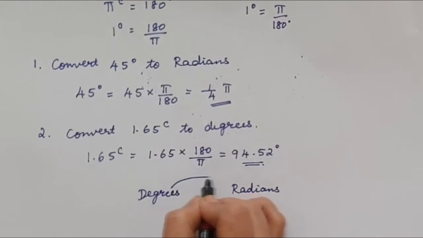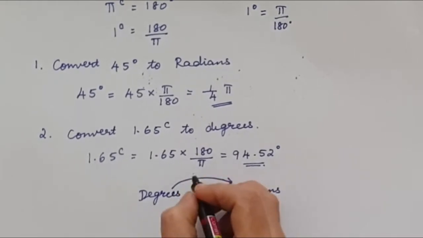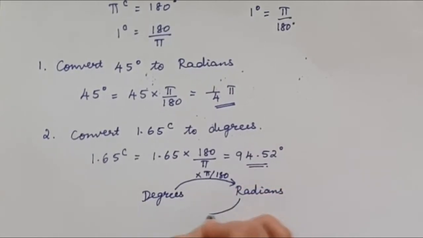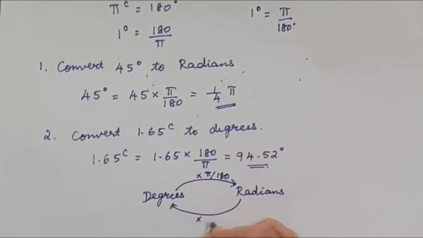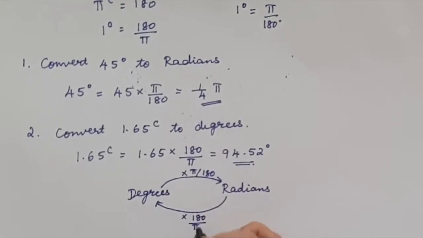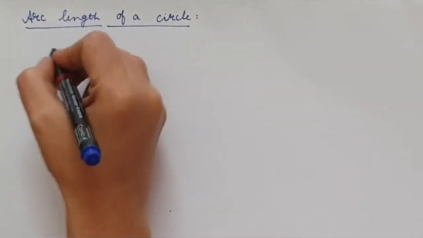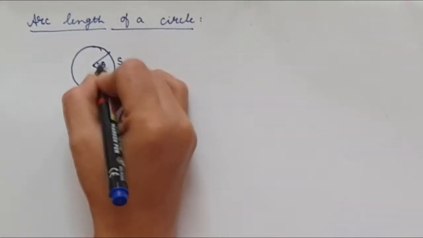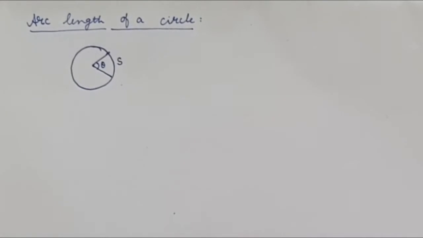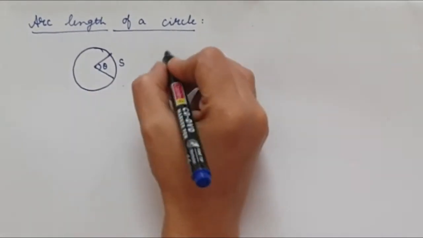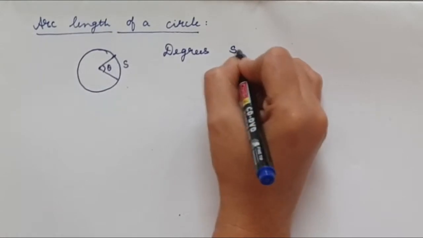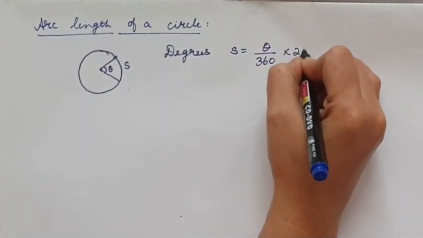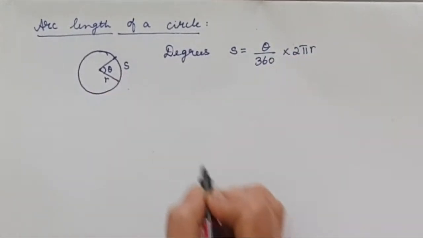So now we understand from this degrees and radians. From degrees to radians, we multiply by pi divided by 180. And radians to degrees, we multiply by 180 divided by pi. Now, the arc length of a circle: suppose we have a circle and this angle is given as theta, and we want to find the arc length S. If we are using degrees, arc length S will be equal to theta over 360 into 2 pi r. The radius for this is r.